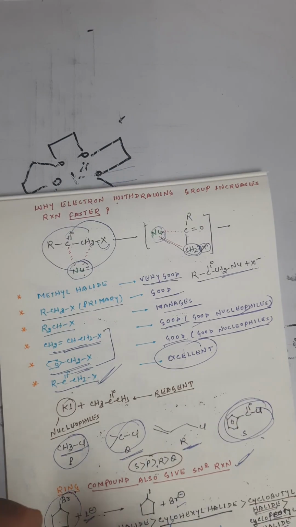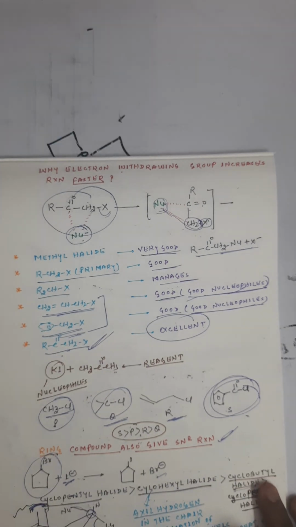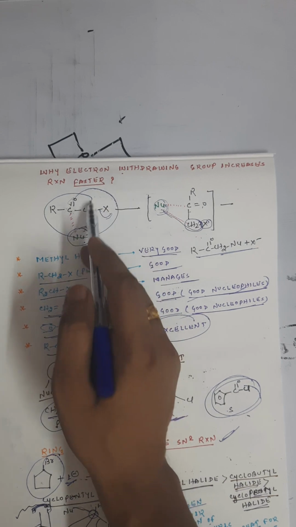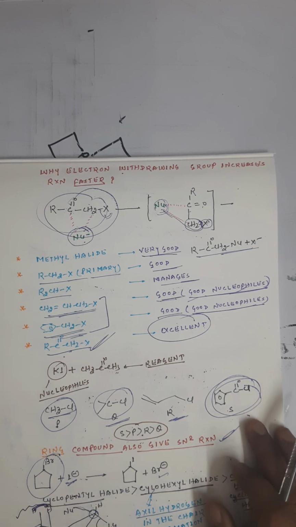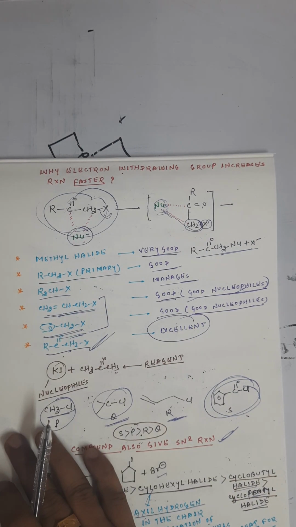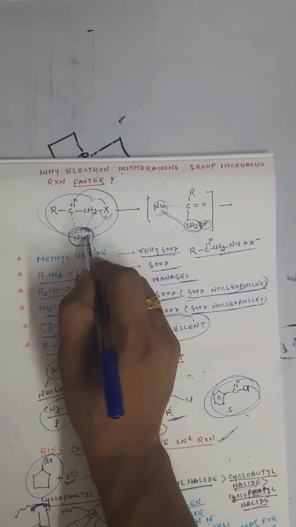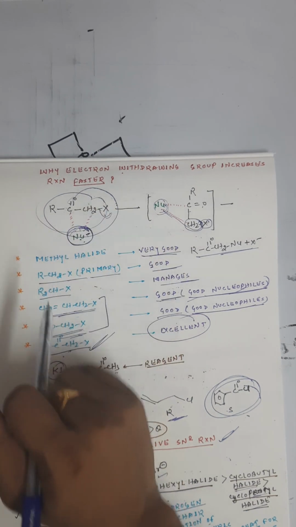Okay, next is what will happen when an electron withdrawing group is present. So why will the SN2 reaction be faster with an electron withdrawing group? Understand here, students, I have taken a carbonyl compound along with a halogen. When you take the carbonyl compound as the electron withdrawing group, the nucleophile here is electron rich, so the nucleophile attacks where the electron is deficient.